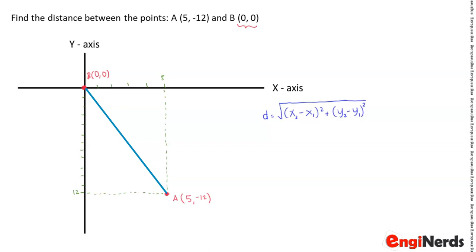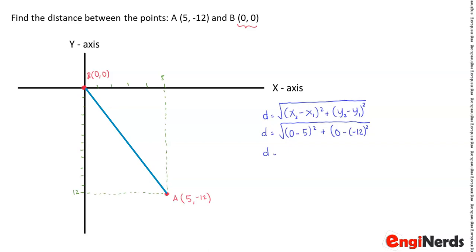Okay? So, substitute natin yung mga values natin. No? Yung x1 natin is yung x-coordinate ng point A, and yung x2 natin is yung x-coordinate ng point B. Same ang gagawin natin dito sa ating y-coordinate, okay? So, D is equal to the square root of, ang x2 natin is 0, minus, ang x1 natin is 5, and then squared, plus, ang y2 natin is 0, minus, ang y1 natin is negative 12, okay? So, we have negative 12 squared right here.